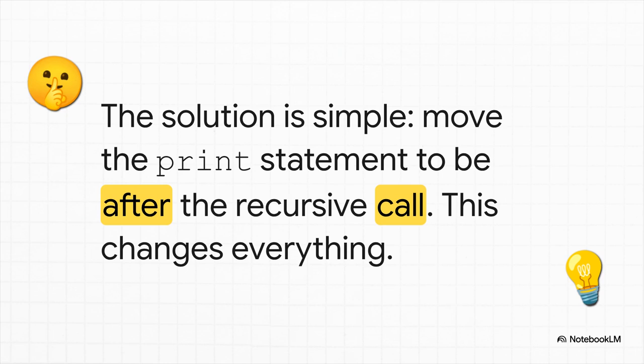So the solution is actually way simpler than you might think. It all comes down to a one-line change that has a huge impact. Instead of printing before we make the next call, we're going to make the recursive call first and only print our number after that call is completely finished. Let's trace it and see what happens.